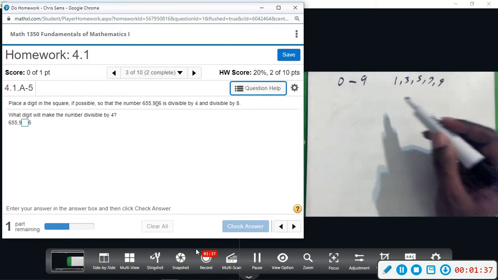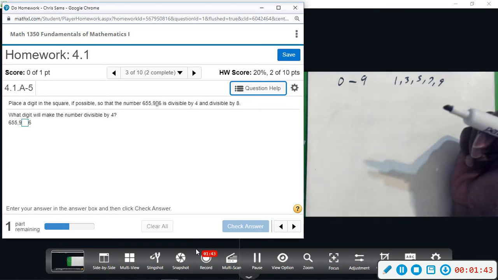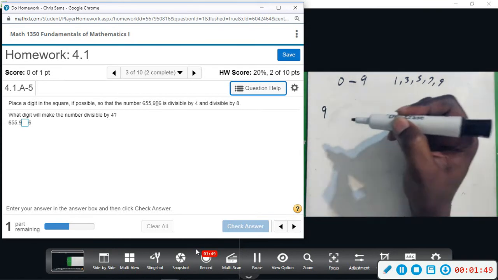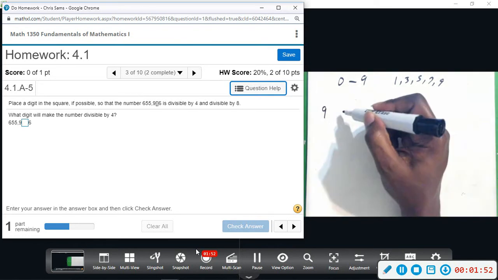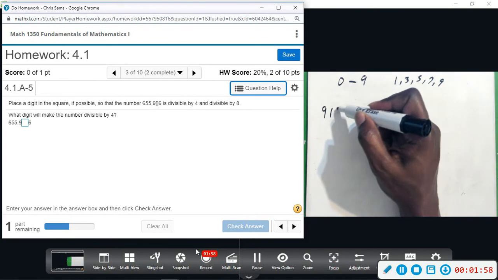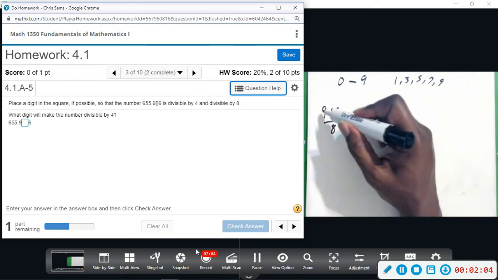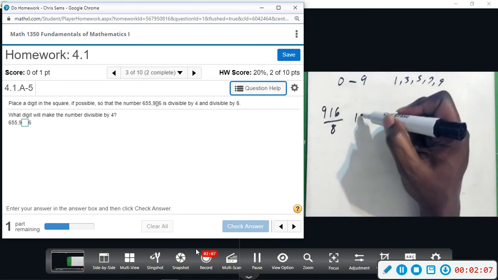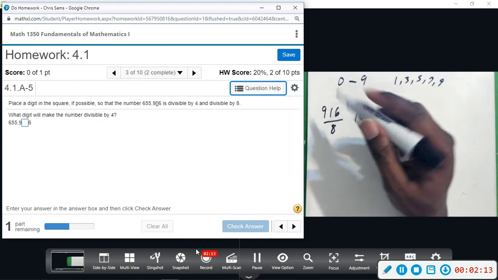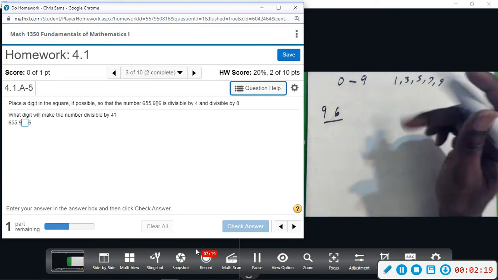We also want this to be divisible by 8. So in order to be divisible by 8, we need the whole last 3 digits. So we're going to need 9 blank 6. We're going to try something that's already divisible by 4. So let's try 916 divided by 8. Okay, 8 goes into 9 once, 1 left over with 11. 8 goes into 11 once with 3 left over, and 36. 8 will not go into 36 evenly. Okay, so it's not divisible by 916.